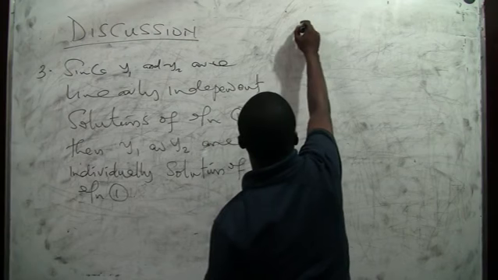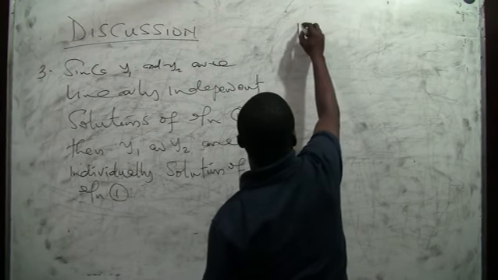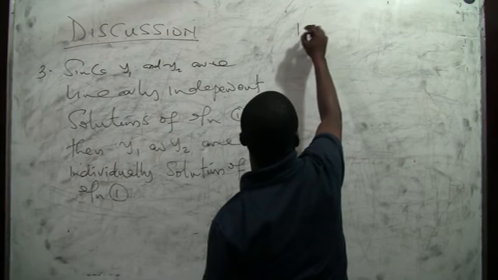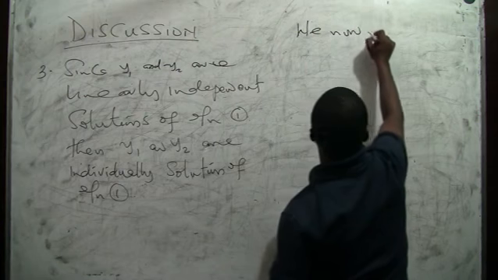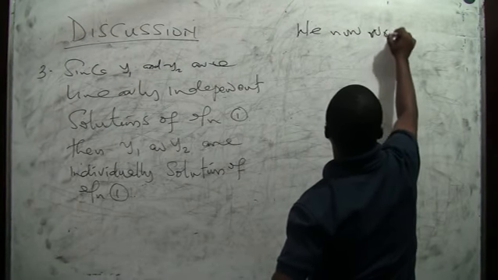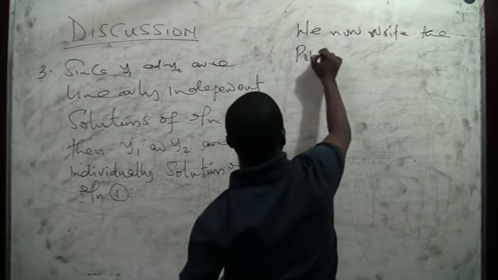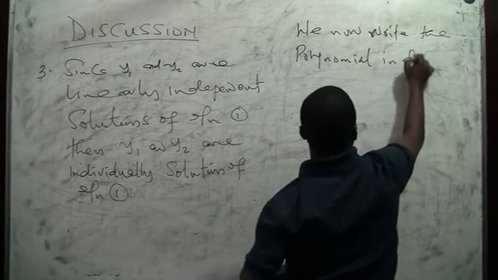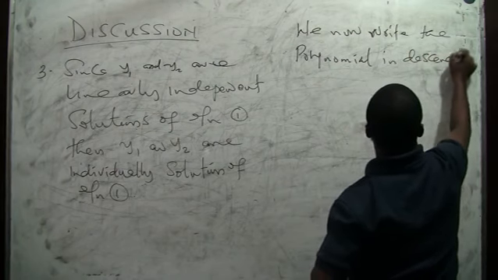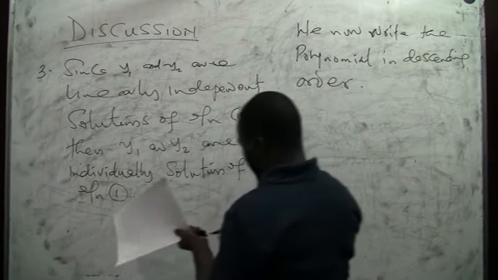Now, let us write the polynomial in descending order. Let me write it this way. We now write the polynomial in descending order. How do we write that?